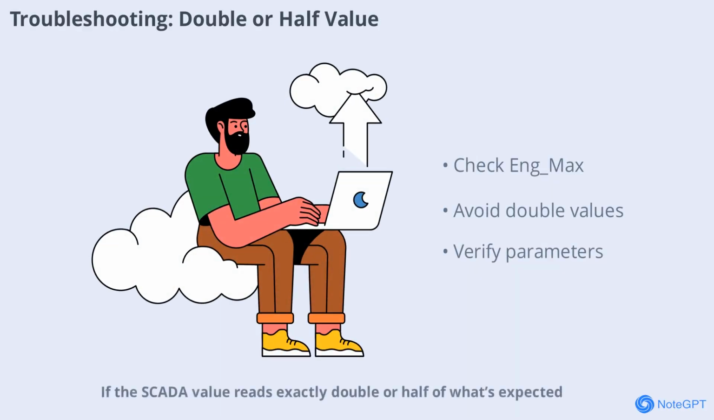The SCADA value reads exactly double or half of what's expected. The most likely cause is an incorrect ENG max parameter in the PLC. For example, if the range should be 0-16 bar but ENG max is set to 32 bar, the displayed value will be twice what it should be. Always verify your scaling parameters to avoid this common pitfall.